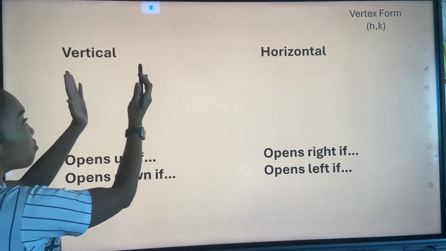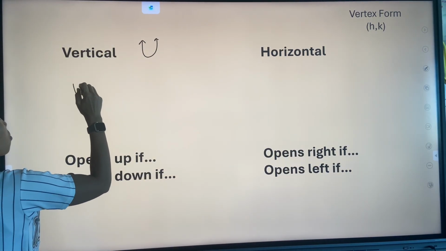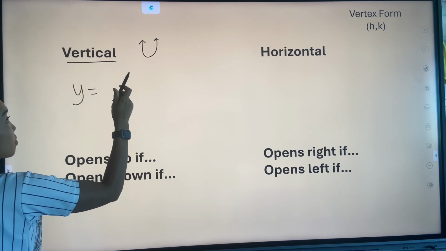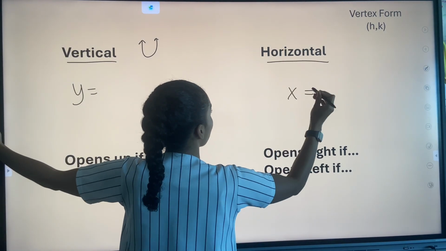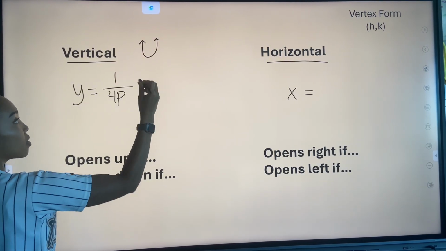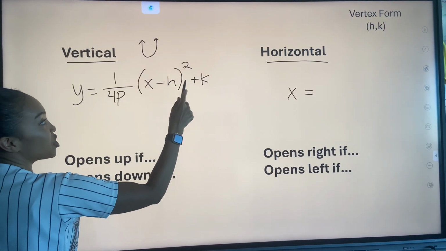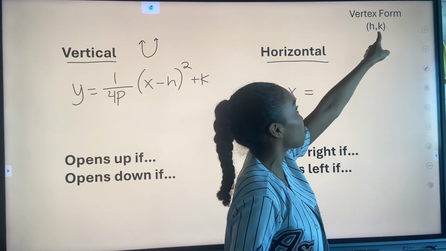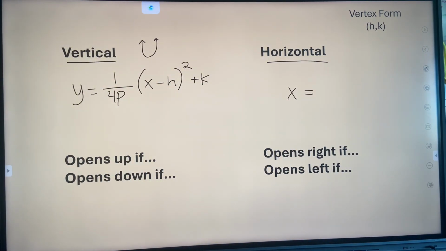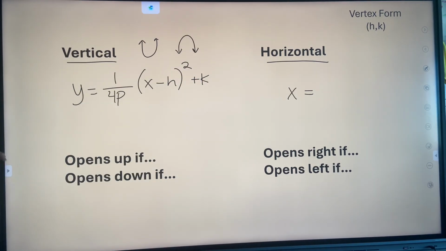So if it is opening vertically, either up, this is your equation. Y equals for vertical. If it's horizontal, it'll be an x equals. So for the vertical equation, it's 1 divided by 4p times (x minus h) squared plus k. And guys, h and k, that is the coordinate of your vertex. Now, it would face down. What do you think your equation would have if it's facing down? Negative. Yep, if it has a negative in the front, you know it's going to be facing down.